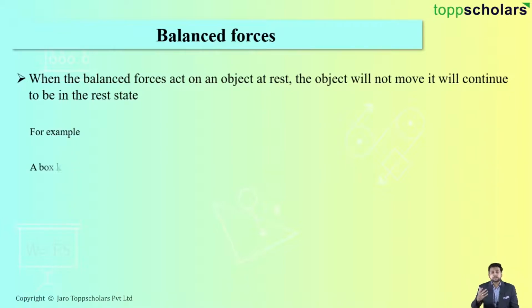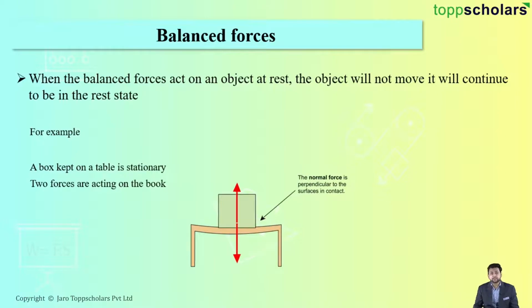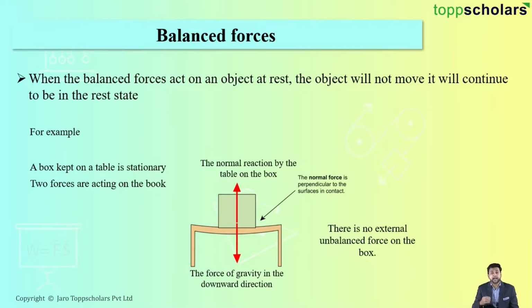For example, if I am considering a box kept on a table which is stationary, there are two forces acting on that block. What are the two forces? The first one is the weight of the body, and the second one is the normal reaction. The weight of the body, or the gravitational force, acts vertically downwards, and the normal reaction acts vertically upwards. So these two forces balance each other, and hence there won't be any unbalanced force, or you can say there is no external unbalanced force acting on the box.